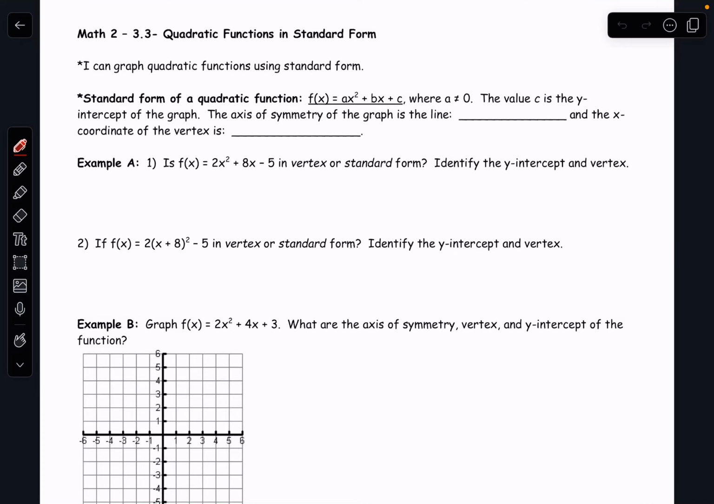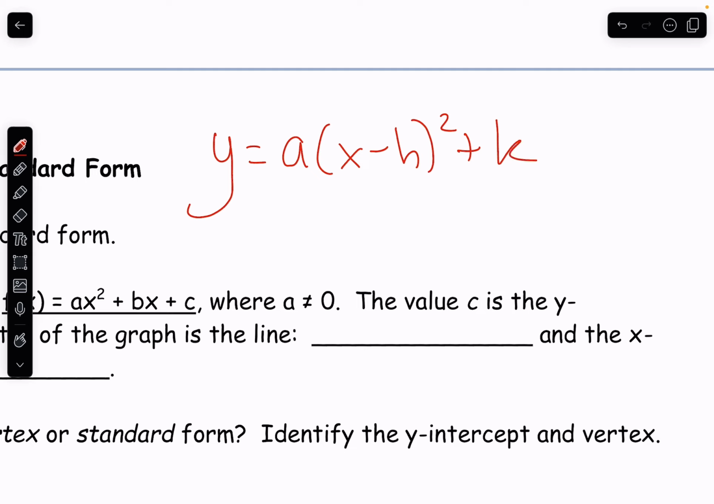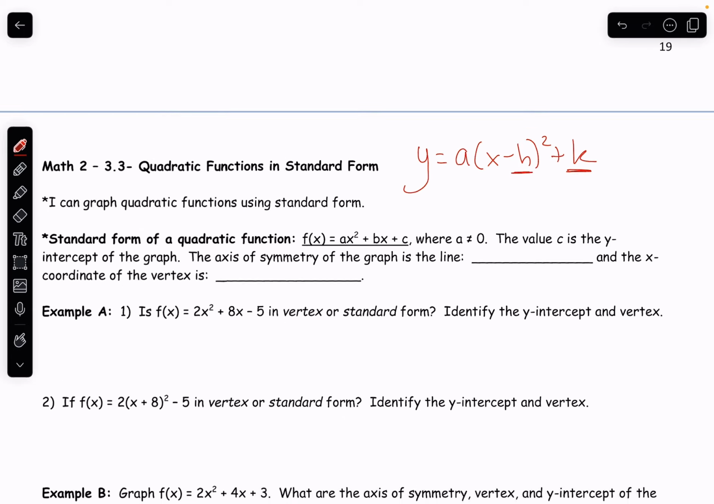Hi Math 2 students. Today we are going to go over quadratic functions in standard form. So far we've been dealing with quadratic functions in vertex form, and that is this: y equals a times (x minus h) squared plus k. And you are easily able to find the vertex of the quadratic from vertex form, which makes sense.